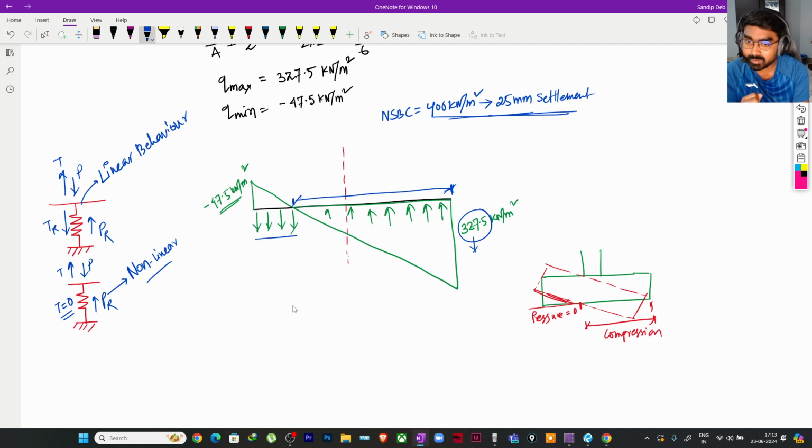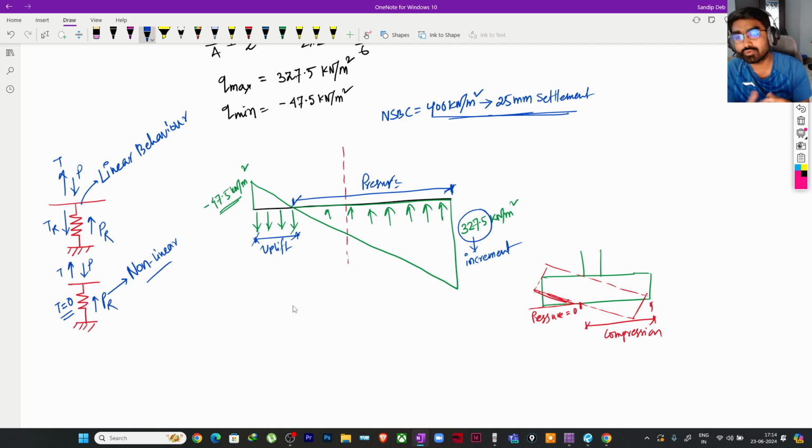So due to the uplift of this particular width, this is under uplift basically, correct? This is under pressure. So what will happen, there will be redistribution of pressure, and there will be an increment in this pressure, and this we can do only by nonlinear analysis.